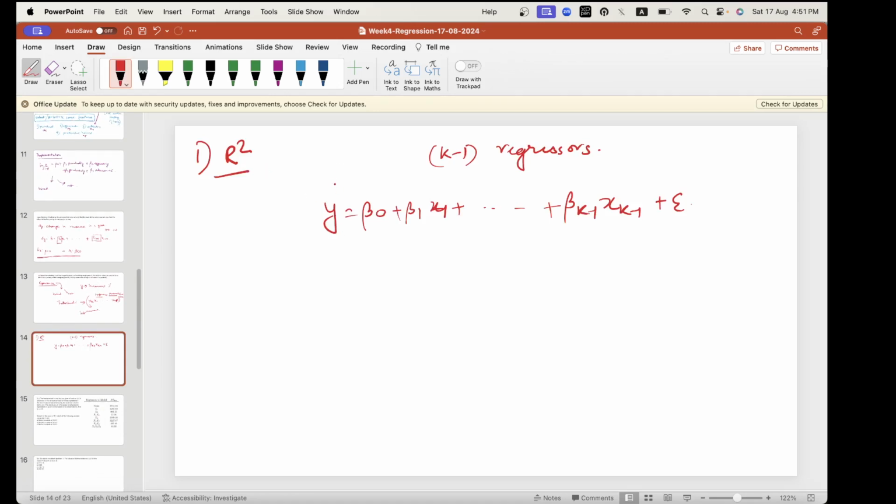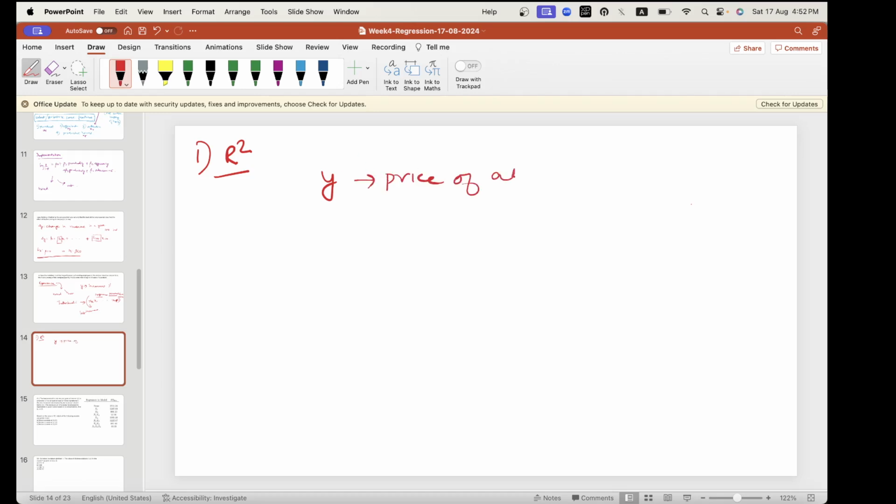So here, as I said, you have k minus 1. I will just try to write it like this. Let's say I have this y variable, which is, let's say, price of a house, and we have x1 to x6 variables. So I can do one thing. First is, it doesn't depend on anything. This is the null model.